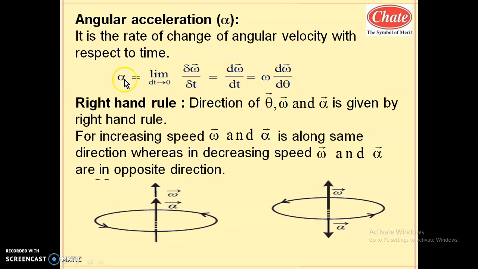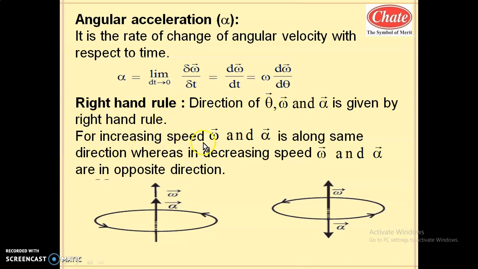It is similar to the linear acceleration case. Linear acceleration will be written as dv by dt, or v dv by dx. These are analogous quantities. In place of x or s, here is theta. In place of v, here is omega. I already described to you the right hand rule. So what is the right hand rule? The right hand rule gives the direction of theta, omega and alpha. All these are angular quantities, and the direction of angular quantities is given by the right hand rule.